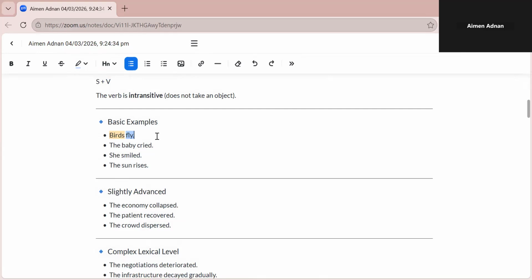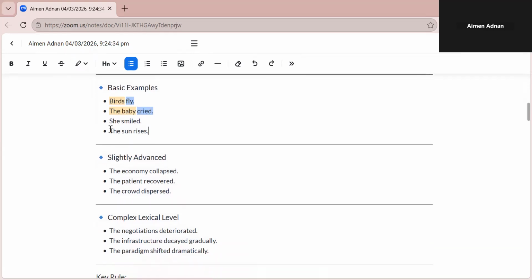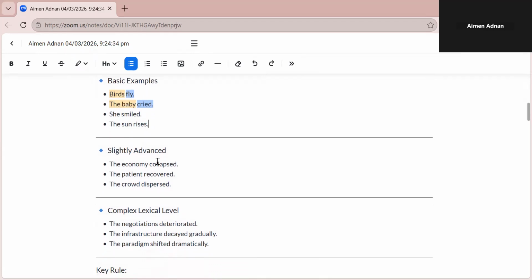Similarly, in the second sentence, the baby cried. Even in this sentence, you see the baby is the subject, while cried is your verb. And I have highlighted it again for you. Similarly, she smiled. Now, she is your subject, while smiled is basically the verb. The sun rises. Again, the sun is the subject and rises is your verb.